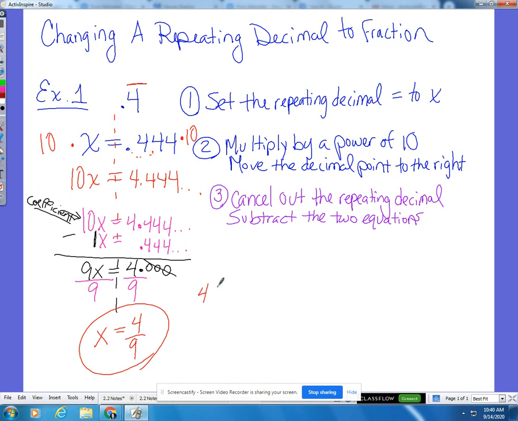You could check on the calculator and do 4 divided by 9, or you could check by hand. And you'll see that you'll keep getting that 4, which shows that our 4 repeats.